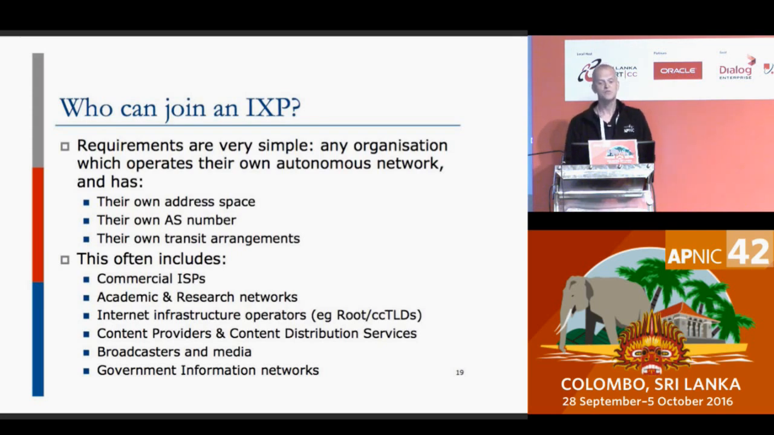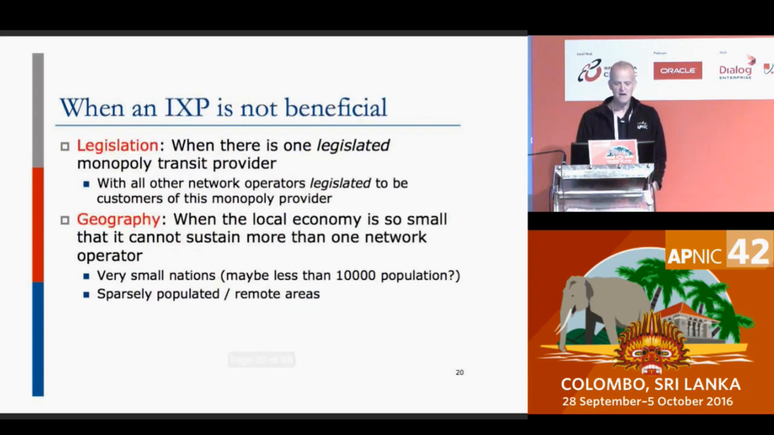So anyway, to recap, joining an exchange point, any organization operating their own network, their own address space, own AS number, and have their own transit arrangements. That's all. When it's not beneficial, well, it's not beneficial when you're up against country legislation which says the internet is run as a monopoly. I mean, law breaking is something that's not really something we want to get involved in. So if legislation says that you will get transit from one legislated monopoly transit provider, there's not a lot you can do about it apart from try and change the government to try and change the laws. So there it doesn't work.